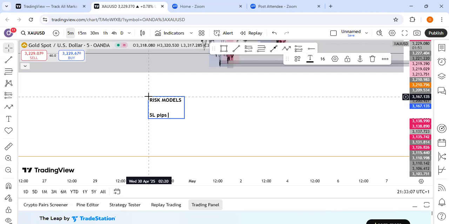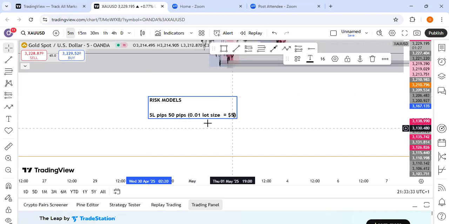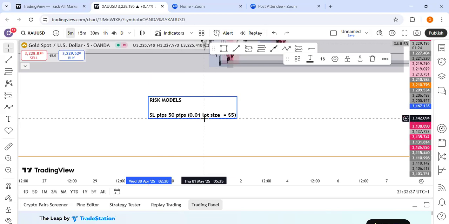That's just it. If you have a $10 account and my own stop loss is 50 pips, and anything that takes 50 pips from you is gone, if you are using 0.01 lot size, it's automatically equal to $5. So if you are risking 50 pips, if your stop loss is 50 pips, your own can be less.